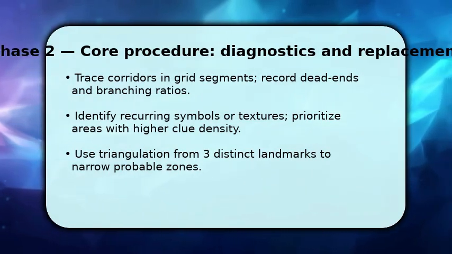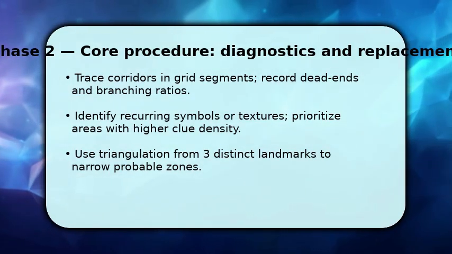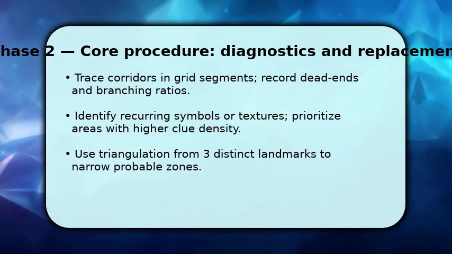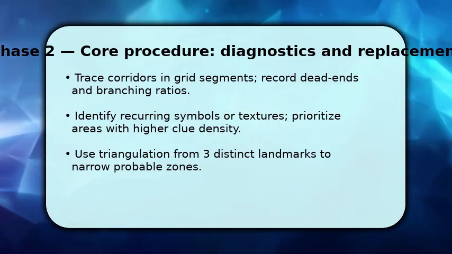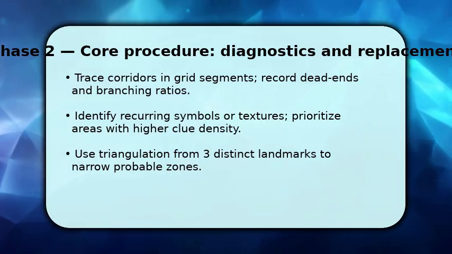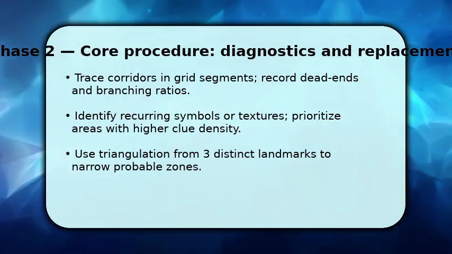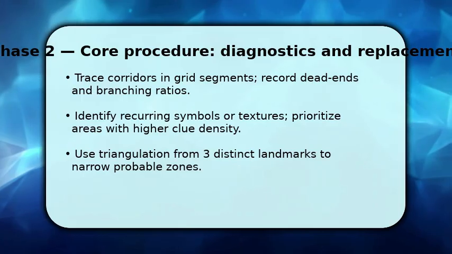Sweep corridors in grid segments and note dead ends and branching ratios so you understand the structure. Once you see recurring symbols or textures, focus there. These often signal proximity to the end room. Use triangulation from 3 distinct landmarks to narrow the probable zone and mark promising sectors.